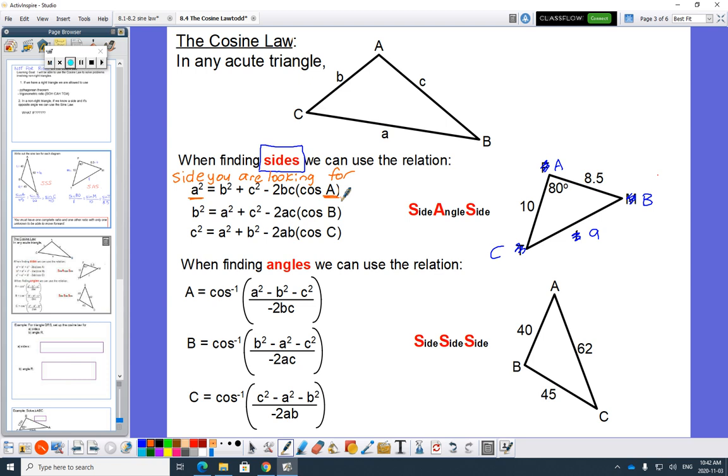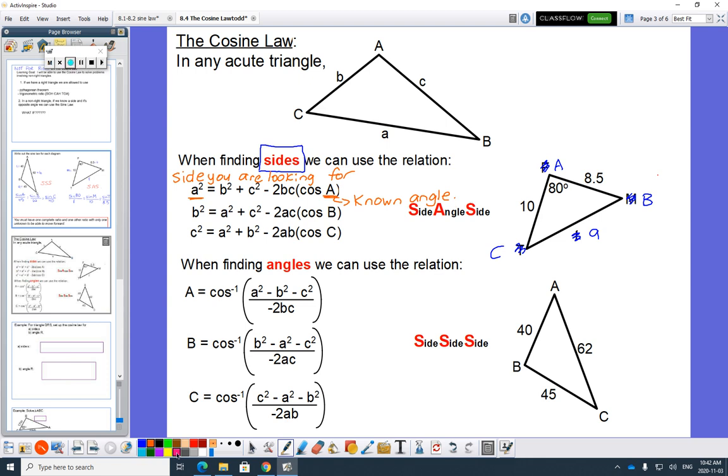So we have side A at the end is going to be angle A. Now, also, the only angle we know is angle A, okay? So you have to know it. And then the two on the inside are the sides that we know. So b squared plus c squared, we know side B.